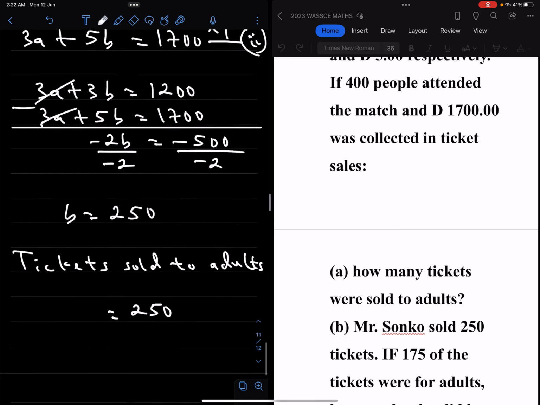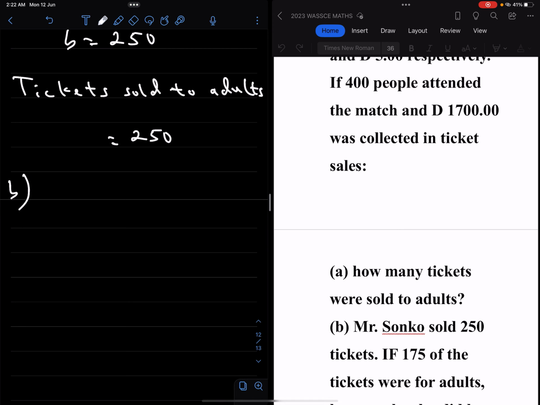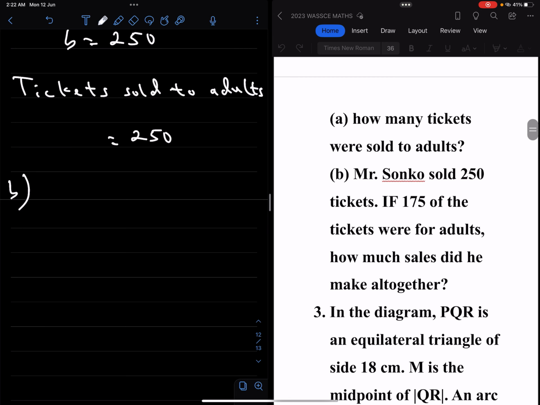Now the next question, which is question B. This was 2A, now to 2B. 2B says Mr. Sonko sold 250 tickets. If 175 of the tickets were for adults, how much sales did he make altogether? Mr. Sonko sold 250 tickets, and 175 of those tickets were sold to adults.